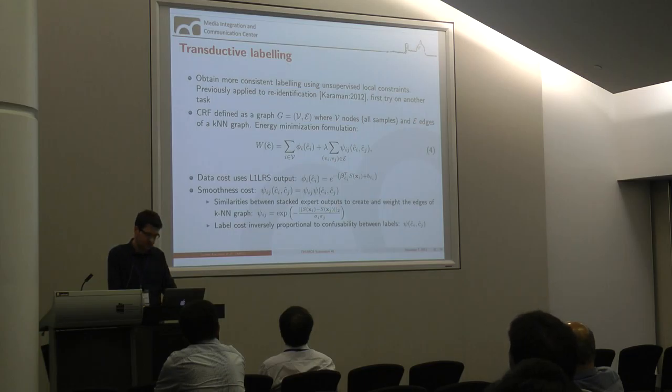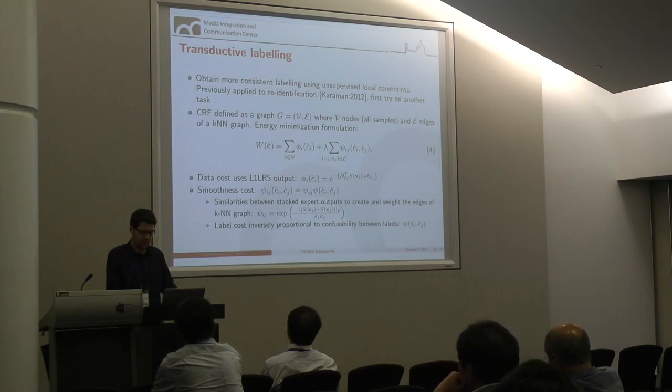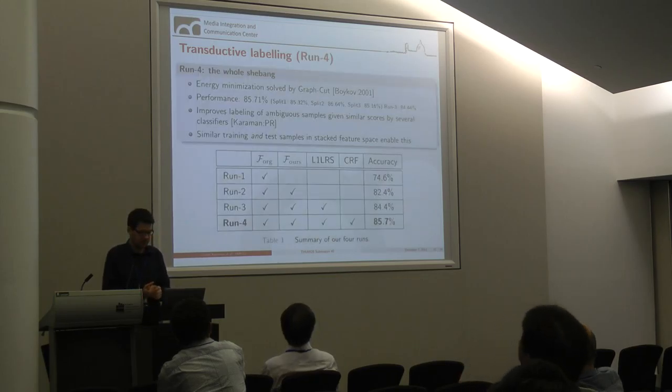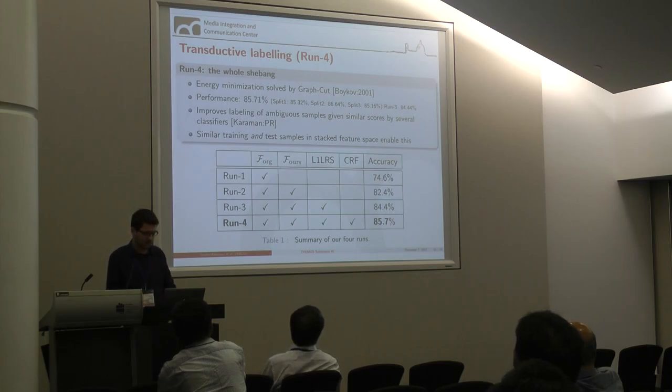And the smoothness cost relies on two aspects. One being the similarities of two samples, that we want the edge connecting two samples that are really similar to impose a very strong constraint on the energy minimization. And the other part is the label cost, that depends on how easily you can confuse some labels. So you want to allow the energy minimization solving to switch some labels that are easily confused with each other. So when we applied this energy minimization and we solved it by GraphCut, we obtained the final performance of 85.71%.